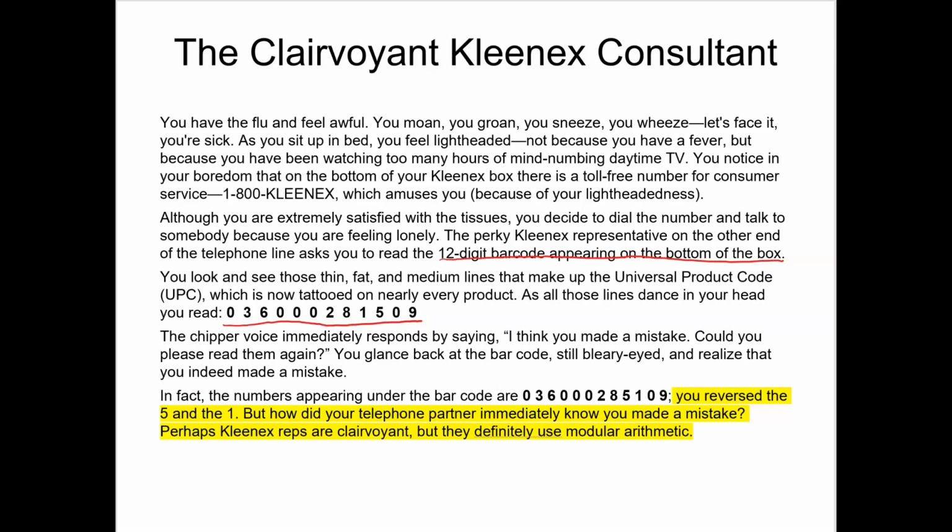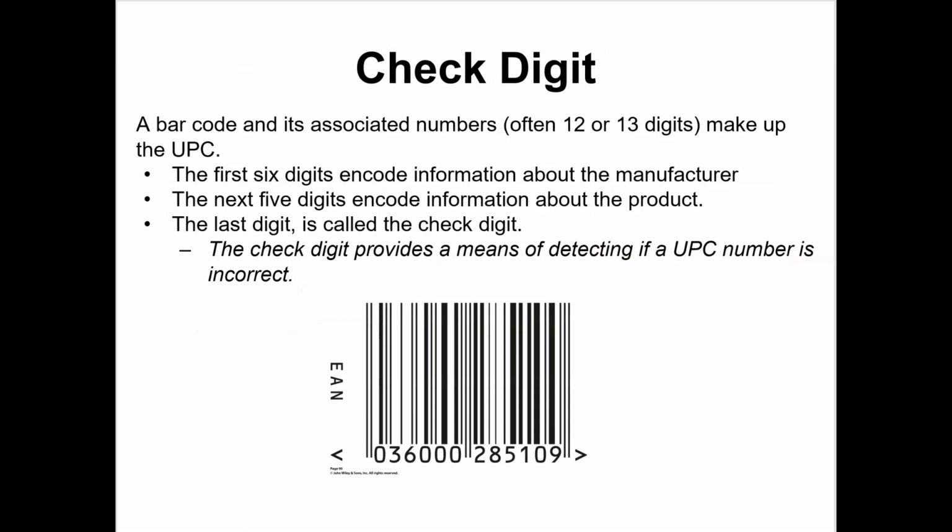The reason why is modular arithmetic. In a barcode, there are 12 or 13 digits, and the first 6 digits tell you about the manufacturer. They actually mean something. And the next 5 digits tell you about the product. So 1, 2, 3, 4, 5, these tell you about the product. Maybe it is 180 tissues or 70 sheets on your notebook. The last digit is the check digit, and this is how you can determine if the number is correct or not.